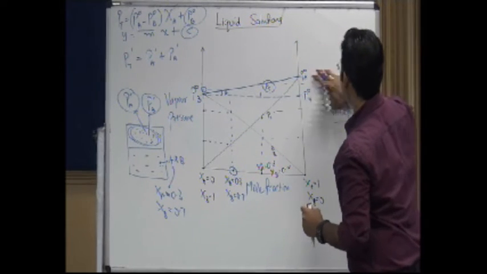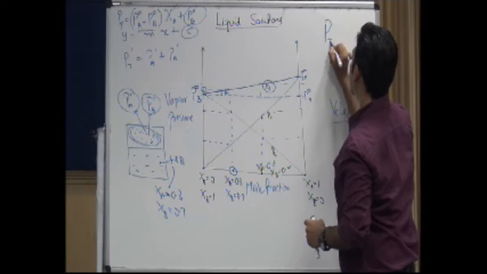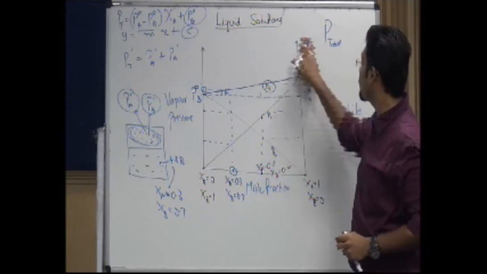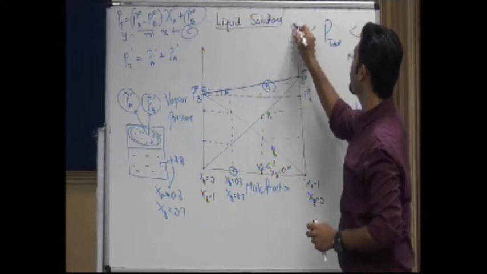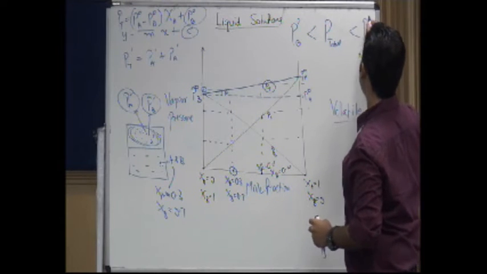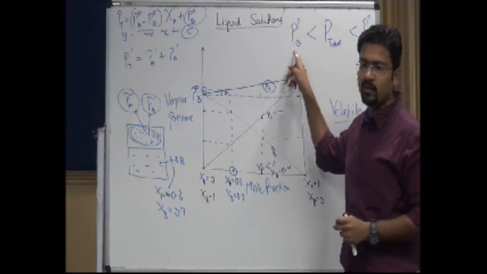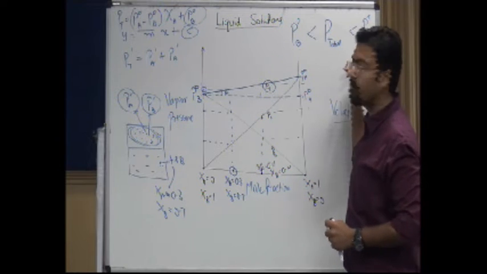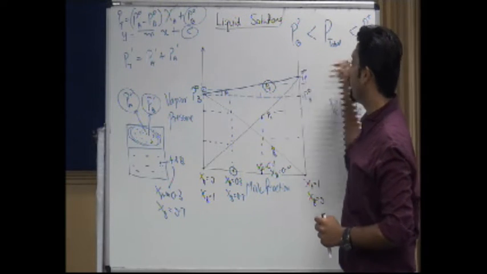So I can say that the total vapor pressure of the mixture for any composition of A and B will always lie between P naught B and P naught A. Here the smaller one will come, here the larger one will come, but its value will always lie between the two.